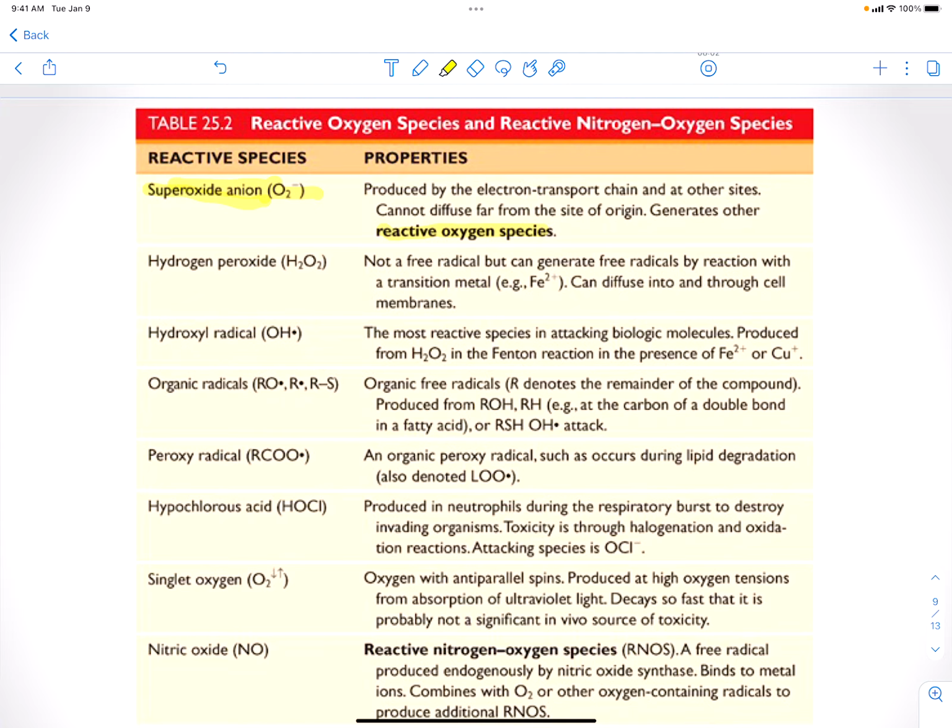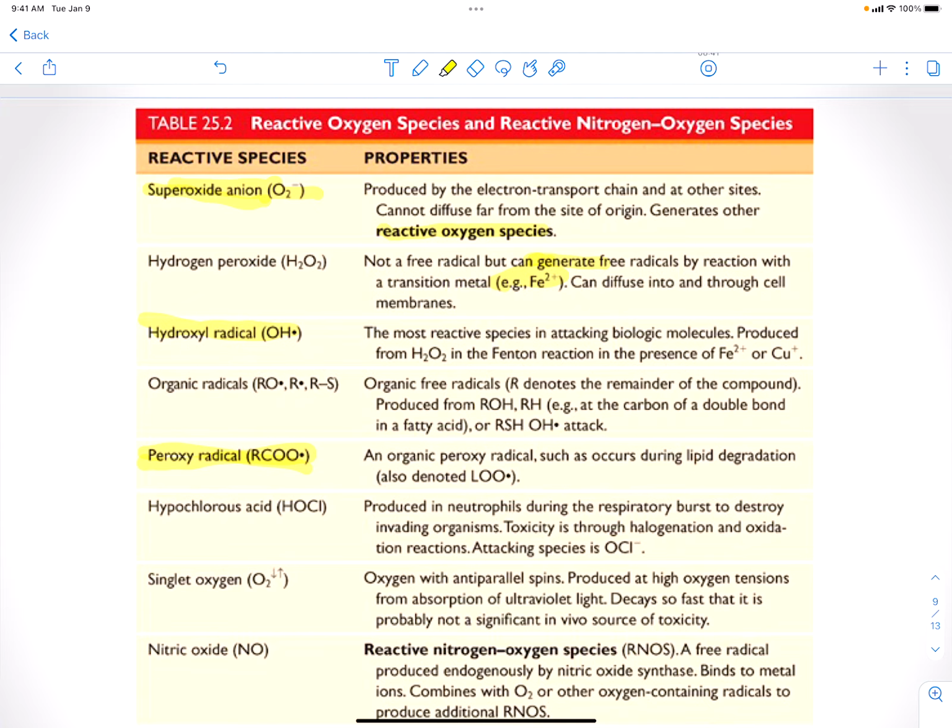There's hydrogen peroxide, which is not a free radical, but if it's not neutralized quickly, it can generate free radicals through the Fenton reaction with iron. We have the most potent hydroxyl radical, and this can attack biological membranes, proteins, and nucleic acids. We have other organic radicals, which have some R species. And we also have peroxy radicals. Peroxy radicals are common in the membrane, which we'll discuss in a future lecture.